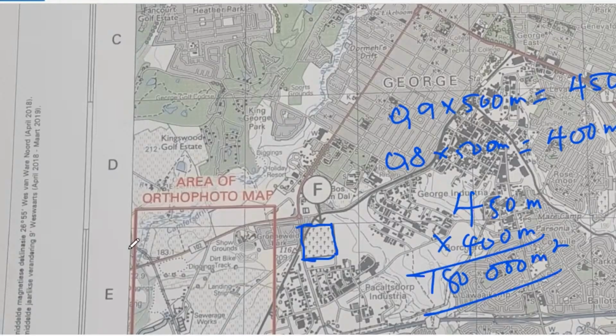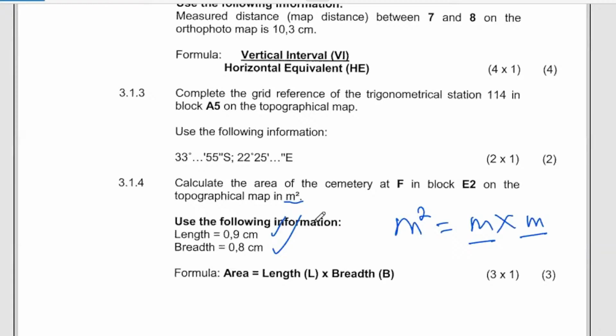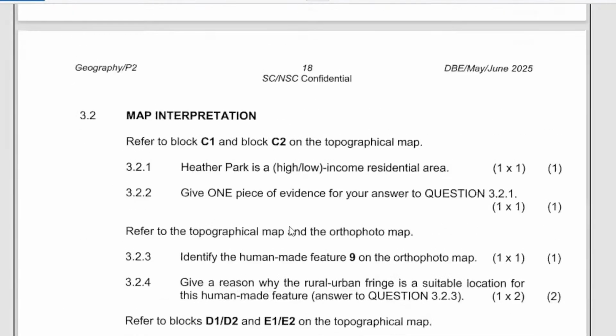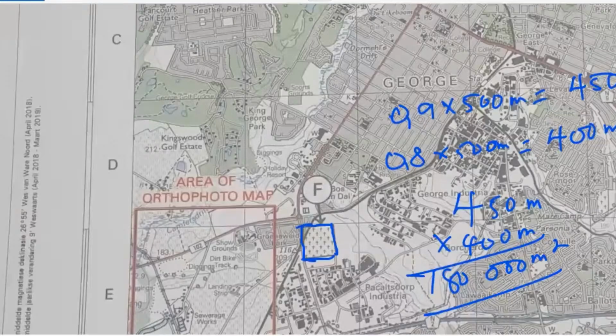The next question is based on Heather Park. Is it a low income or a high income residential area? This is map interpretation. So under that one, we are supposed to analyze the area and be able to see on the topographic map. We're supposed to analyze our spaces and be able to check. The question is saying that area Heather Park is in block C1 and C2.